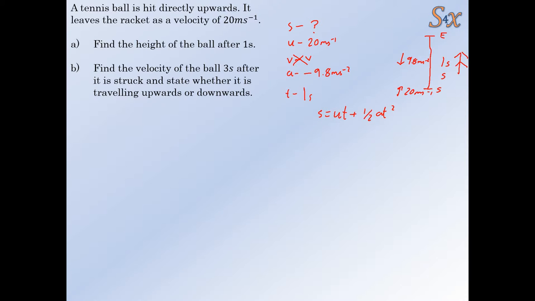We want S, so it's already set up for that. We've already got S as a subject, so we can just substitute in what we have. So U is 20, T is 1. A is minus 9.8. Don't forget the negative. You can see if you put the 9.8 as positive here, you get a completely different answer. So it's really important that you get the sign convention right in this one. If I put that in the calculator, I'm going to get 20 minus 4.9, and the displacement is going to be 15.1 meters. Just let me check that right, just in case my mental maths has let me down.